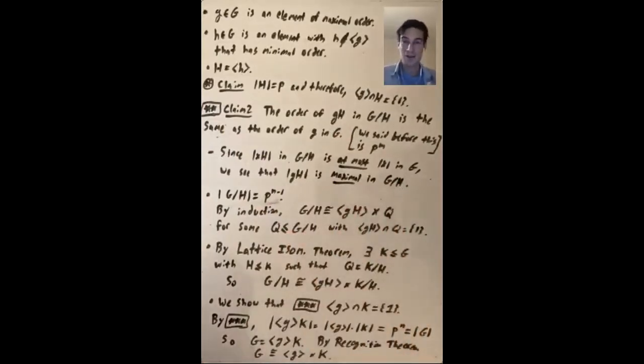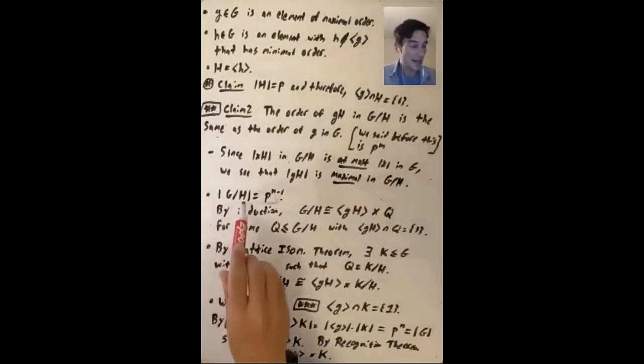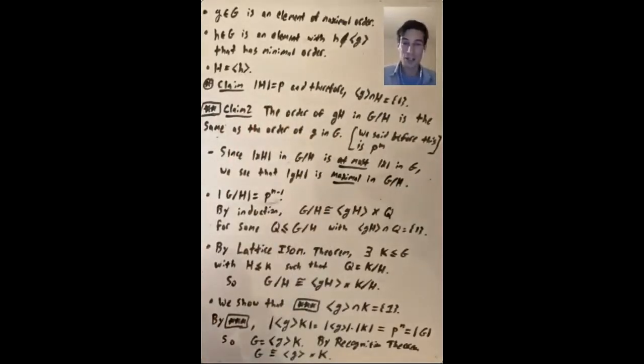Okay, so now assuming these two claims, what are we going to do? Well, what's the order of the quotient group? It's p to the n minus 1, right? Because G has order p to the n, and H has order p. That's from claim star. So by induction, we've supposed that the lemma is true for this finite abelian group of order p to the n minus 1.